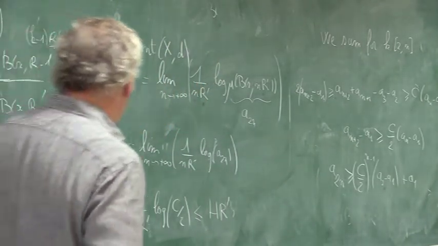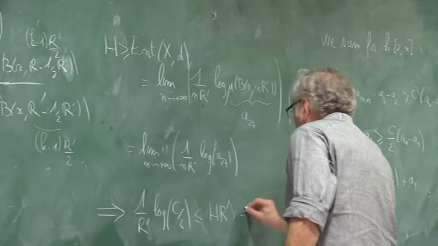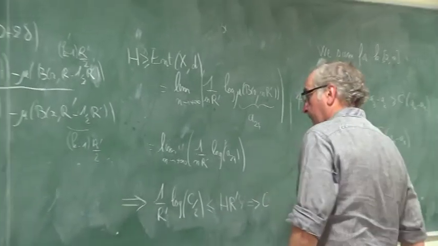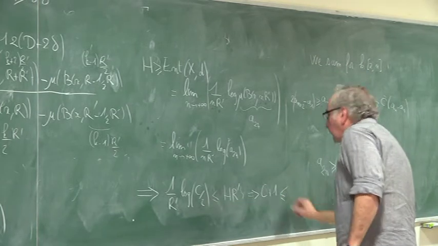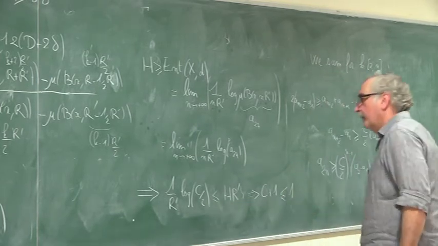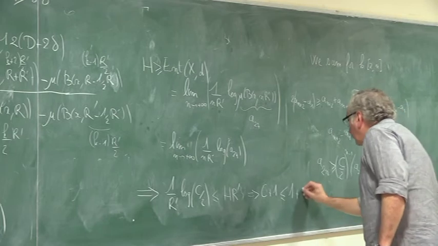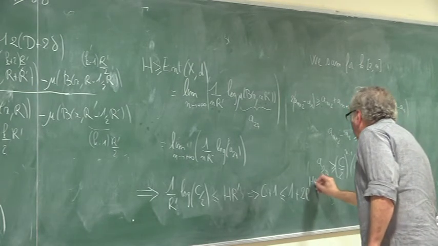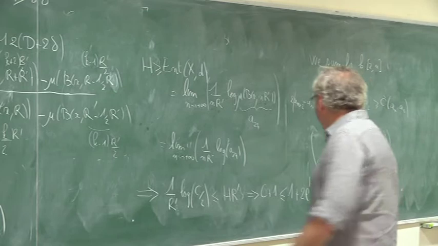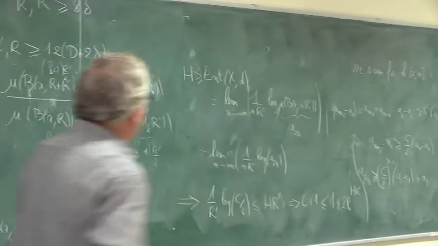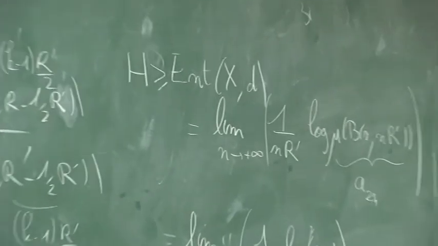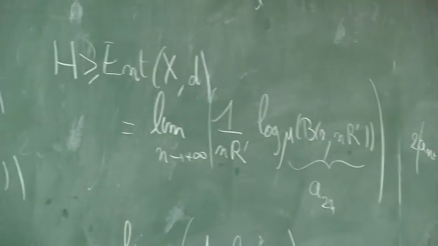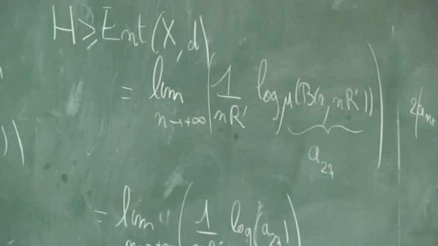Which gives c plus 1. So c is less than something, and I add 1 plus 2 e to the h r prime, which was the quantity that I wanted to get to prove this weak version of Bishop-Gromov. Right.